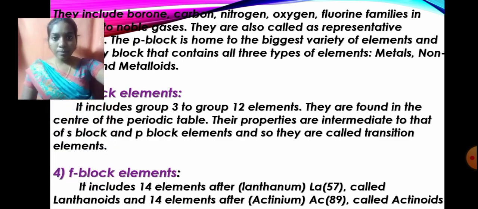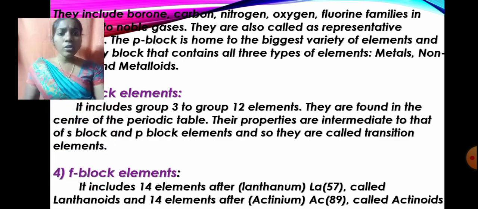D block elements. It includes group 3 to group 12 elements. They are found in the center of the periodic table. Their properties are intermediate to those of S block and P block elements, and so they are called transition elements. F block elements. It includes 14 elements after lanthanum, 57, called lanthanides, and 14 elements after actinium, 89, called actinides.